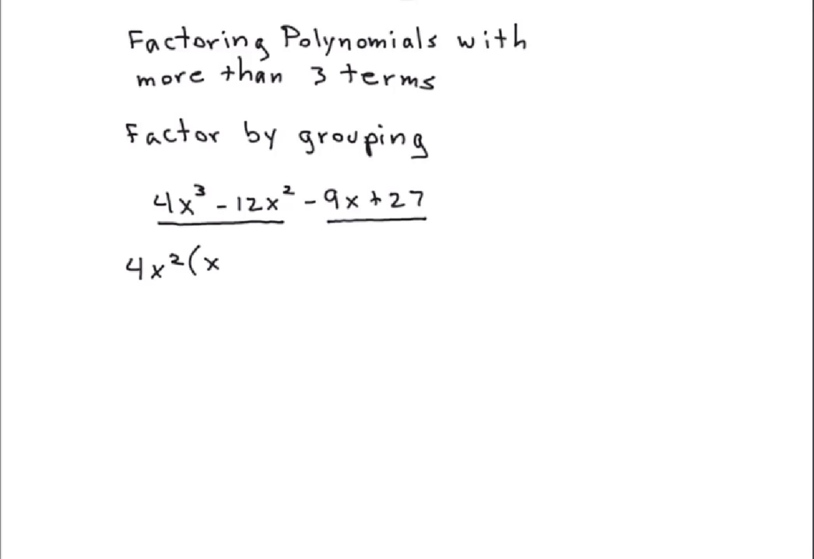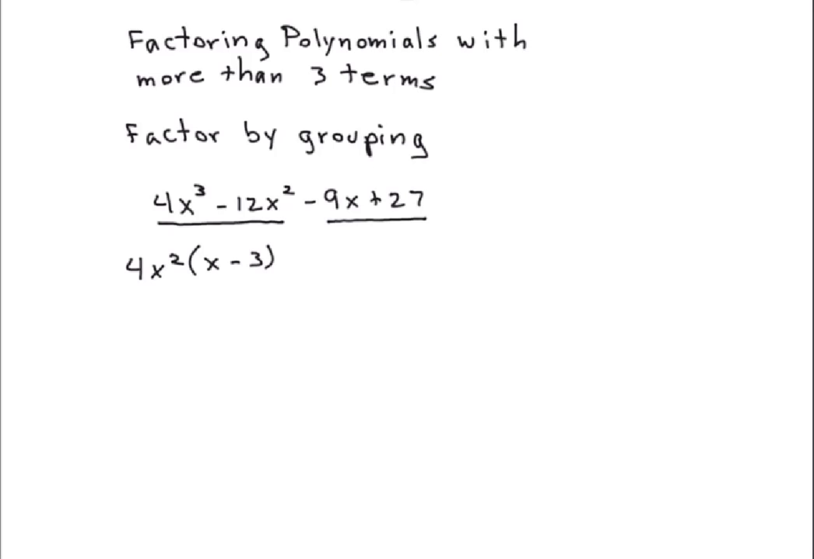In the second term, we took out the 4. So 12 divided by 4 is 3. We still have that negative sign too, so that's going to be negative 3, and we took out the x squared, so that's the end of that one. So that first group, we factored out a 4x squared. We end up with 4x squared times x minus 3.